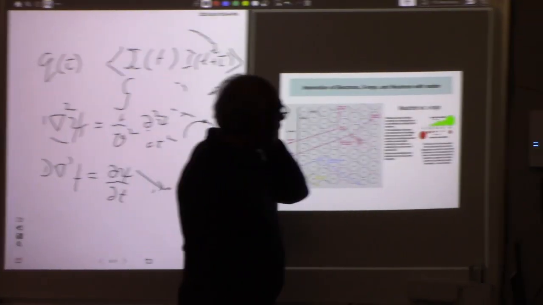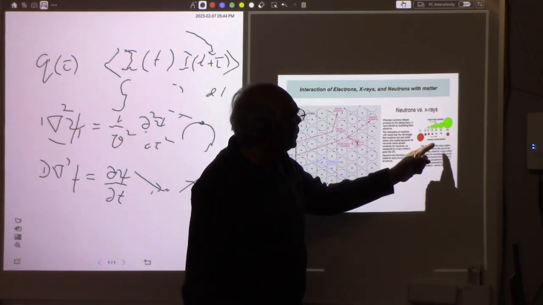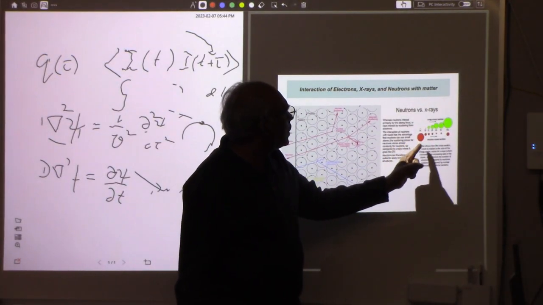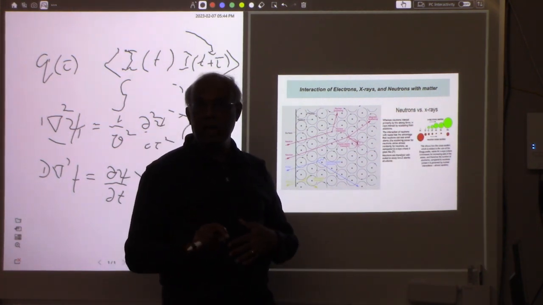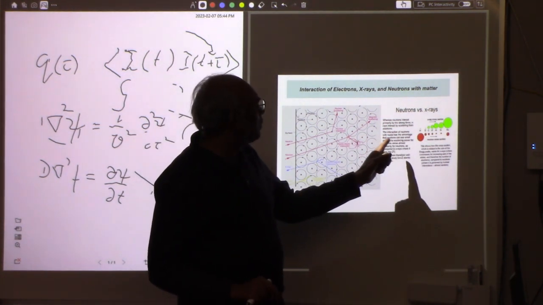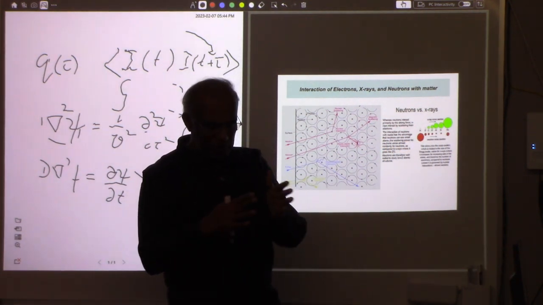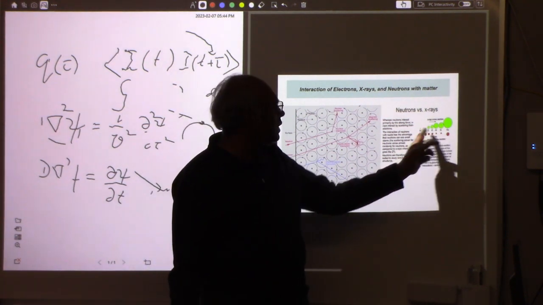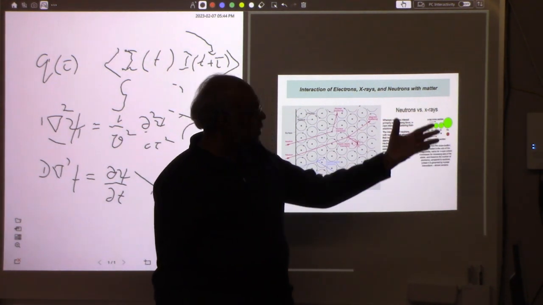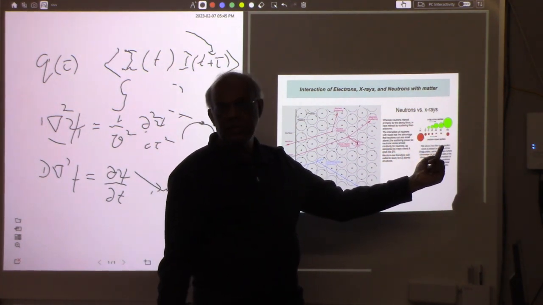You can see, neutrons have a larger cross section for very light atoms like hydrogen. So they have a very large cross section, but there's no real dependence on the atomic number. But if you go to larger Z numbers, your cross section is going to decrease.